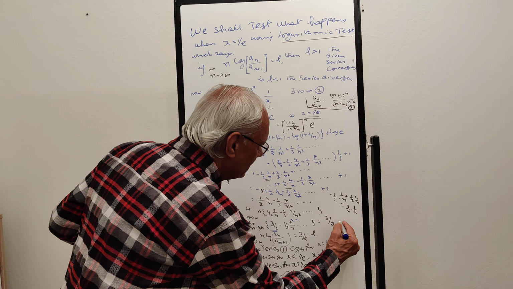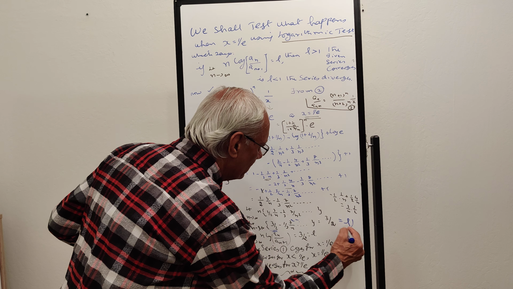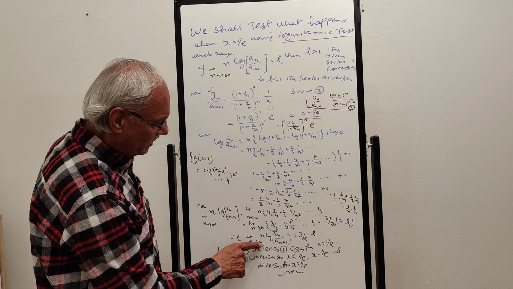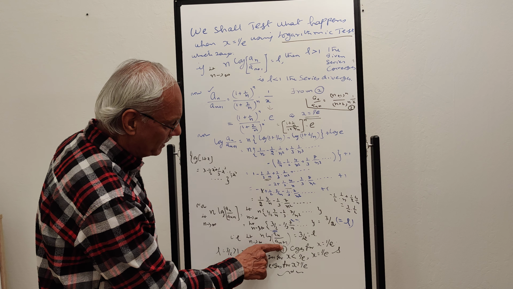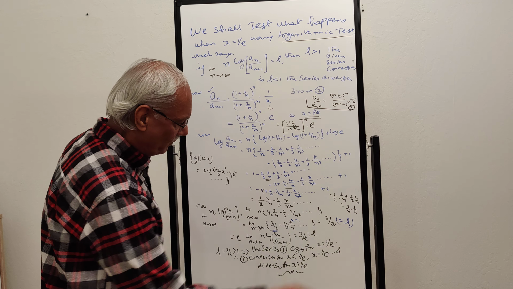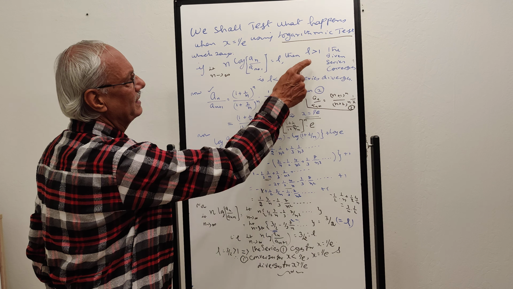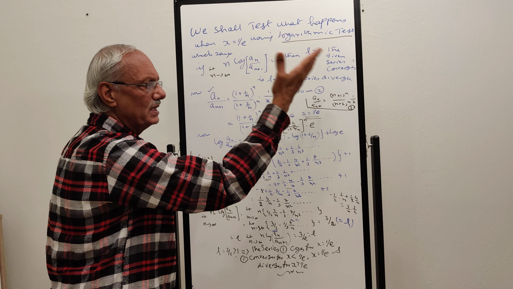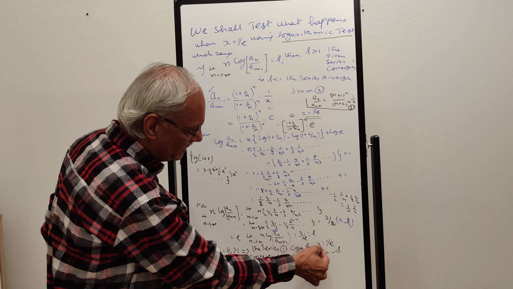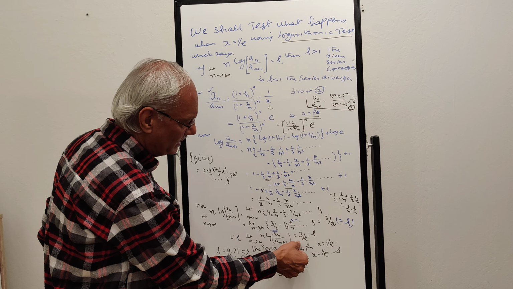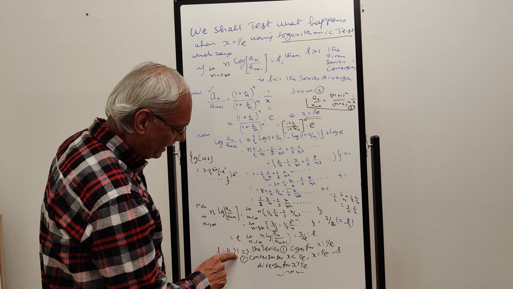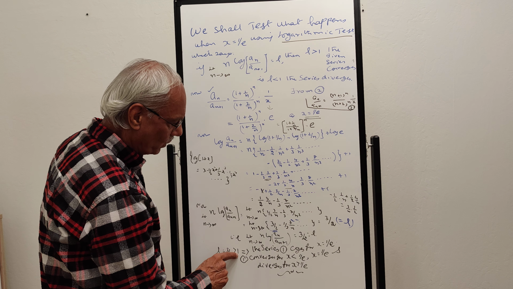This is nothing but your L. That is, limit n tending to infinity of n log a n by n plus 1 is equal to 3 by 2, which is equal to L. Now as per this, if L is greater than 1, it converges. If it is less than 1, it diverges. But this 3 by 2 is after all a number which is greater than 1. That is, L is greater than 1.